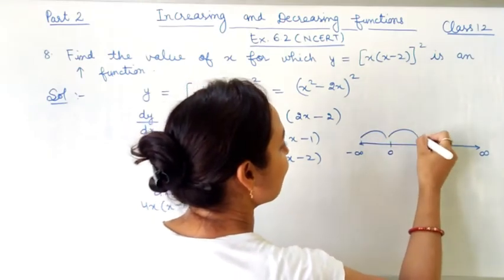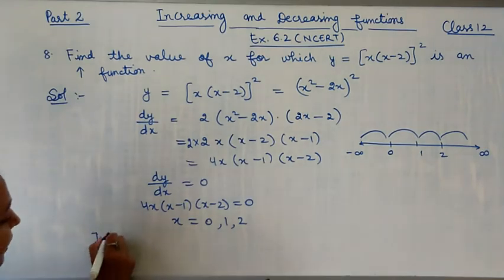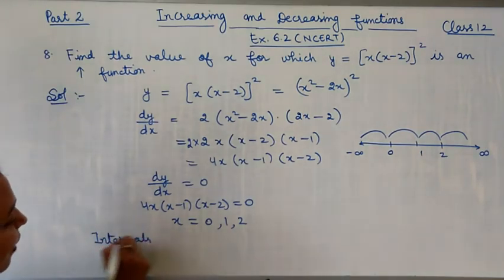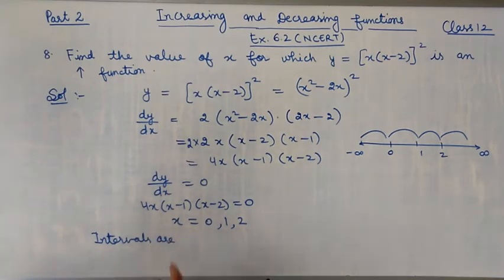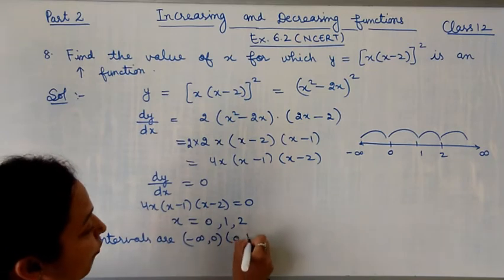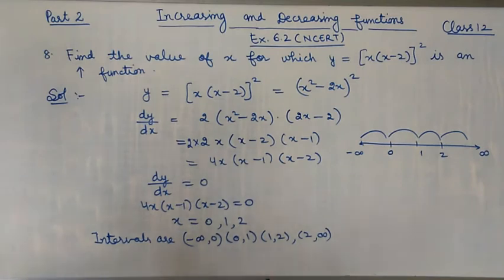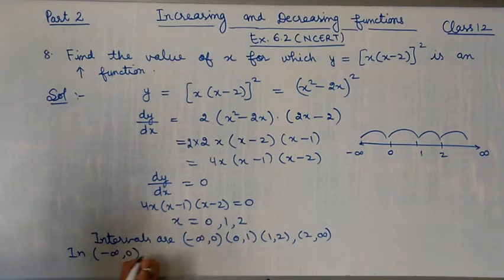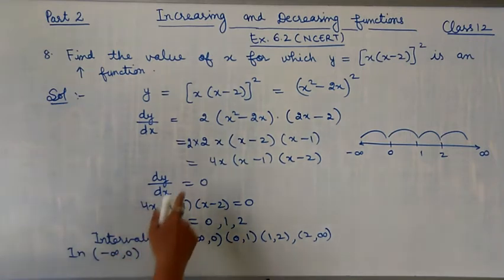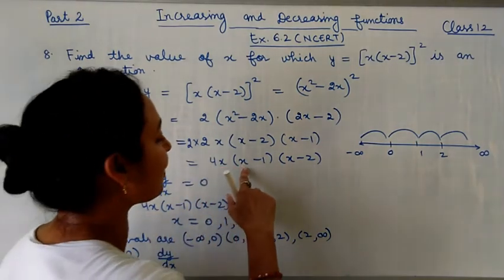I will check the intervals. The intervals are minus infinity to 0, 0 to 1, 1 to 2 and 2 to infinity, right? Now I will first check minus infinity to 0. When you put values in dy upon dx between minus infinity and 0, I will put minus 1.